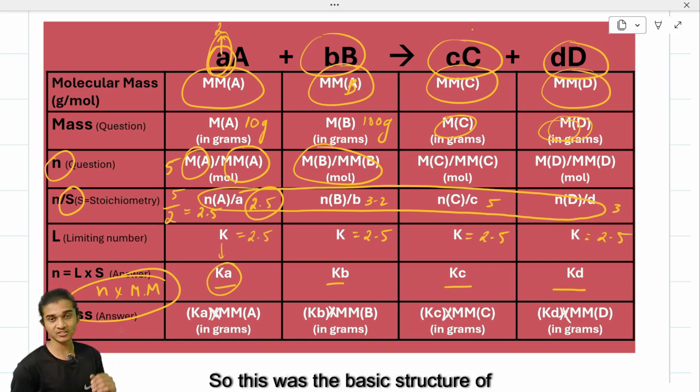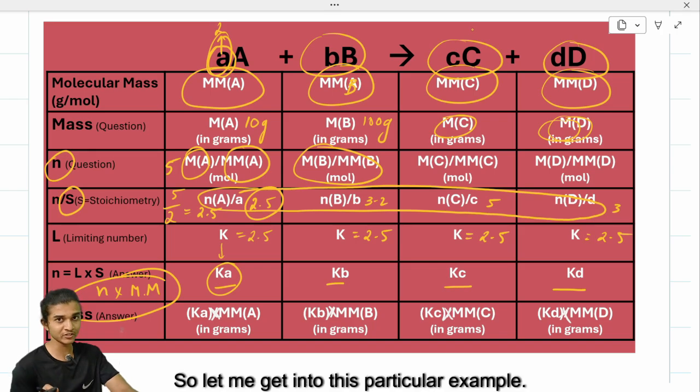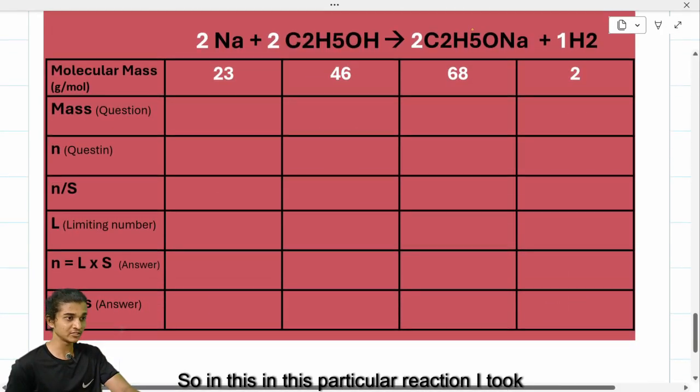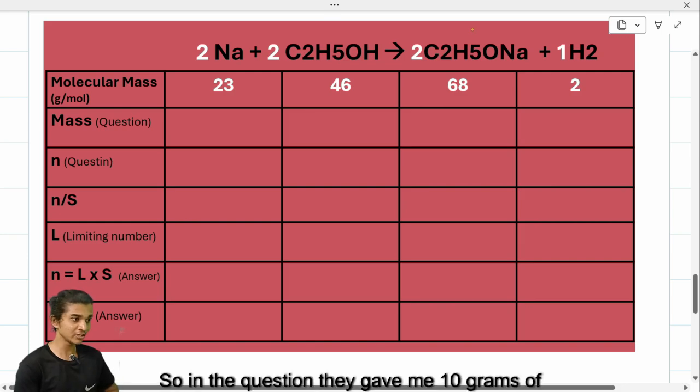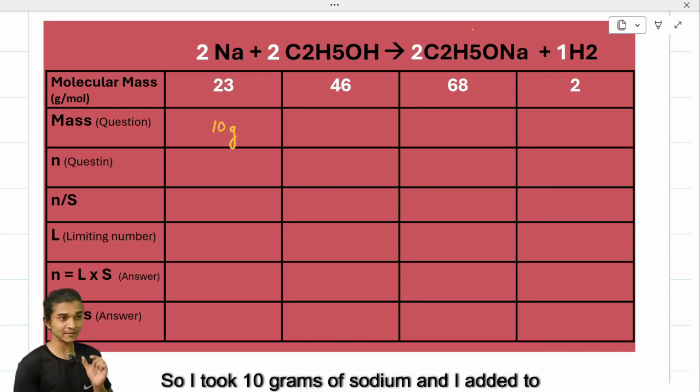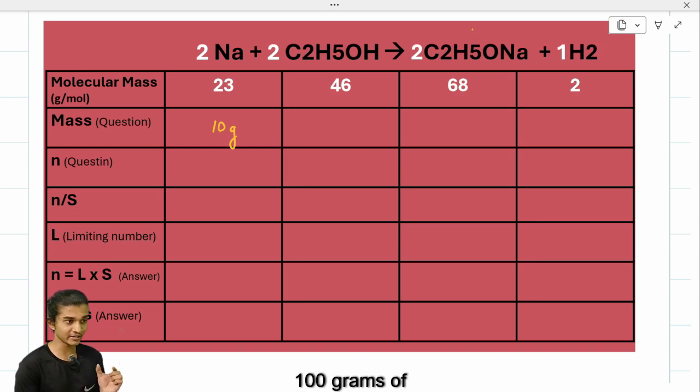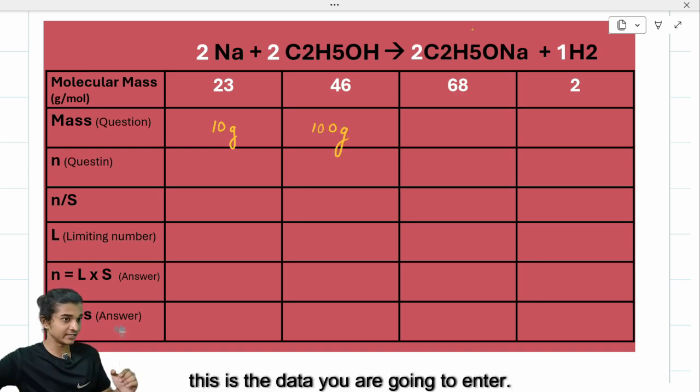So this was the basic structure of solving these kinds of problems. Let me get into this particular example. In the question, they gave me 10 grams of sodium. So I took 10 grams of sodium and I added it to 100 grams of ethanol. Now this is the data you're going to enter.